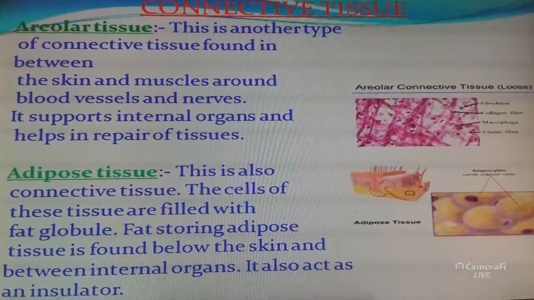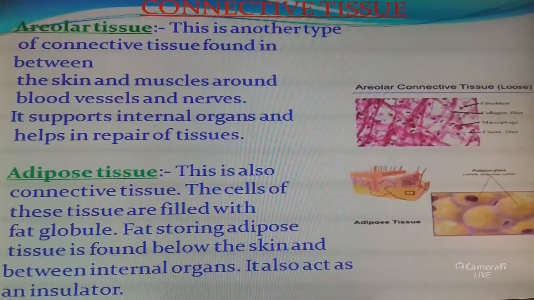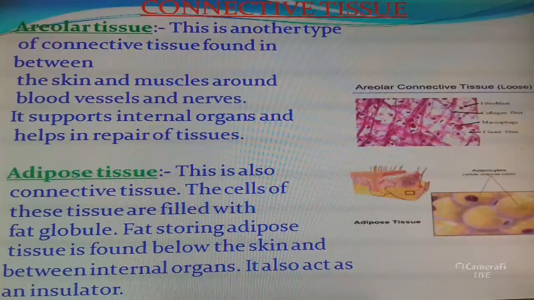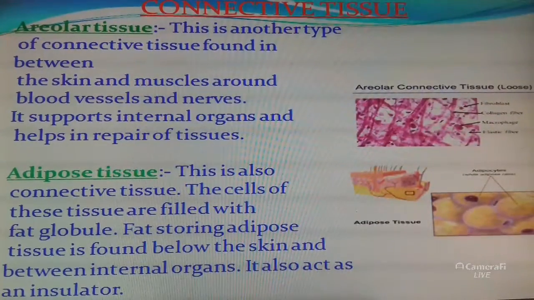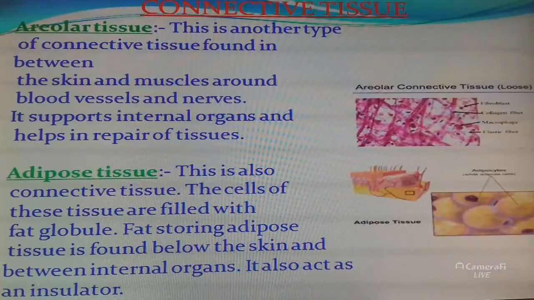Fluid connective tissue is blood, strong connective tissue is bone, and other connective tissues are ligament, tendon, areolar tissue and adipose tissue. All are connective tissue. That's why connective tissue is classified into three groups: connective tissue proper, skeletal tissue and vascular tissue.